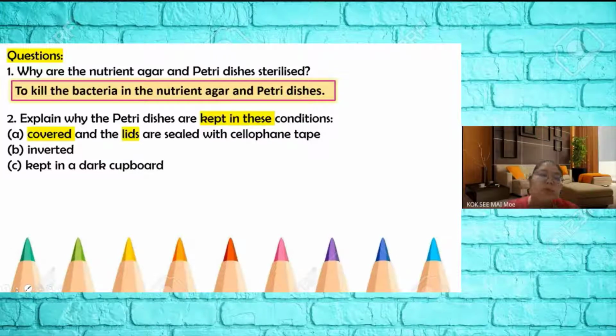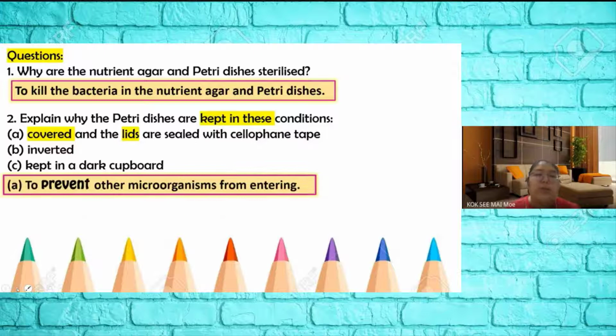Number 2, explain why the petri dishes are kept in this condition. First one, covered with a lid. Just now I told you already. Sealed with cellophane tape some more. So the answer is they want to prevent other microorganisms from entering. We just want to test about your finger only.